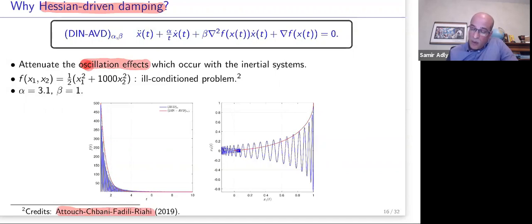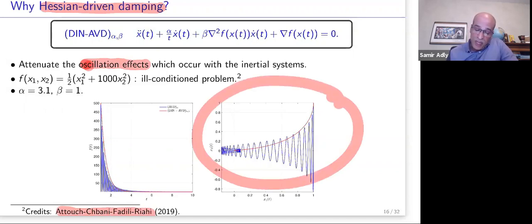And you see that we have oscillations here in this graph, okay? And if you put the Hessian, this is a geometrical damping, okay? Then this oscillation will be attenuated and even will disappear, okay?